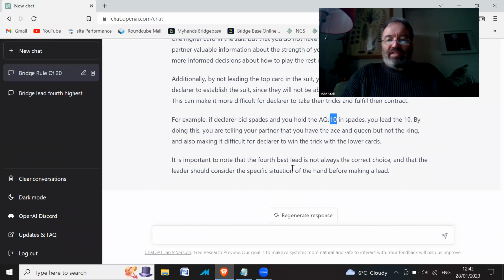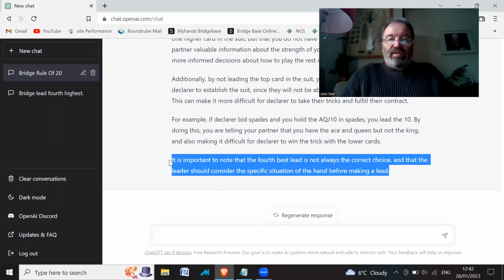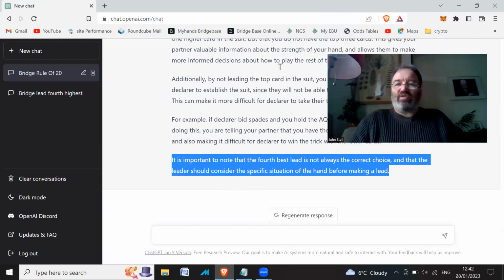It is important to note that the fourth best lead is not always the correct choice, and that the leader should consider the specific situation of the hand before making a lead. Yeah, that's true. It's like, yeah, so it hasn't really answered any question correctly. God, can I have a simple question that it can get right? Don't know. Anyway, it's failed miserably again is the answer. This ChatGPT. It's not going to be teaching bridge anytime soon.